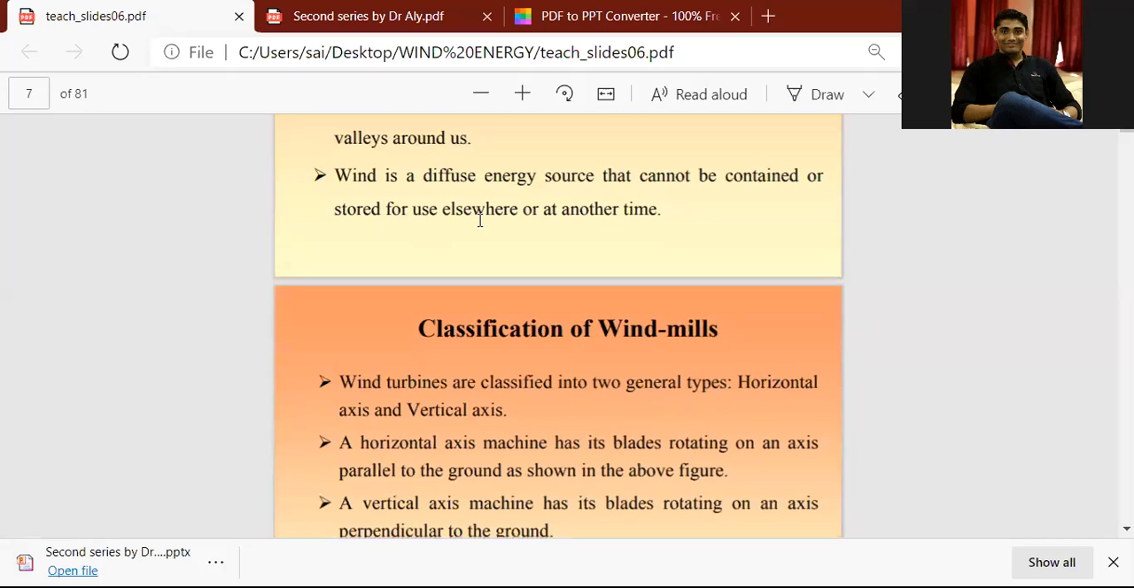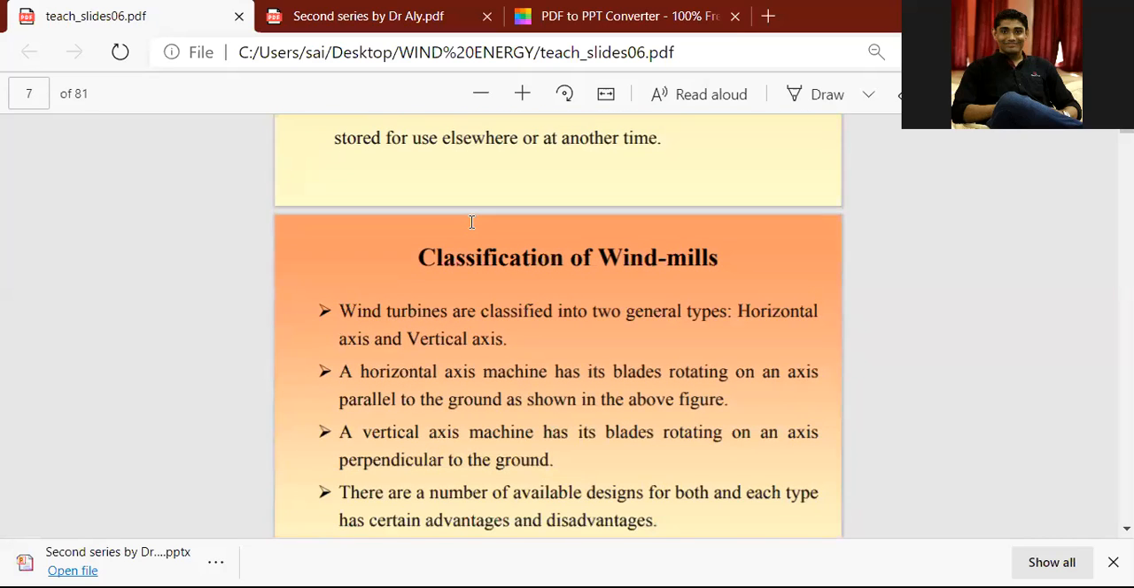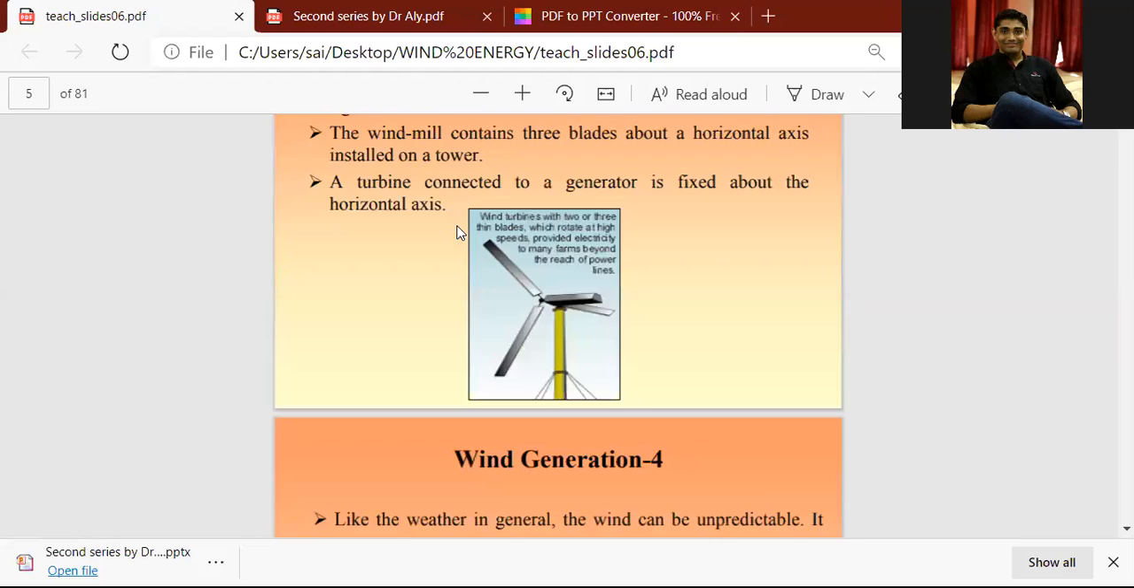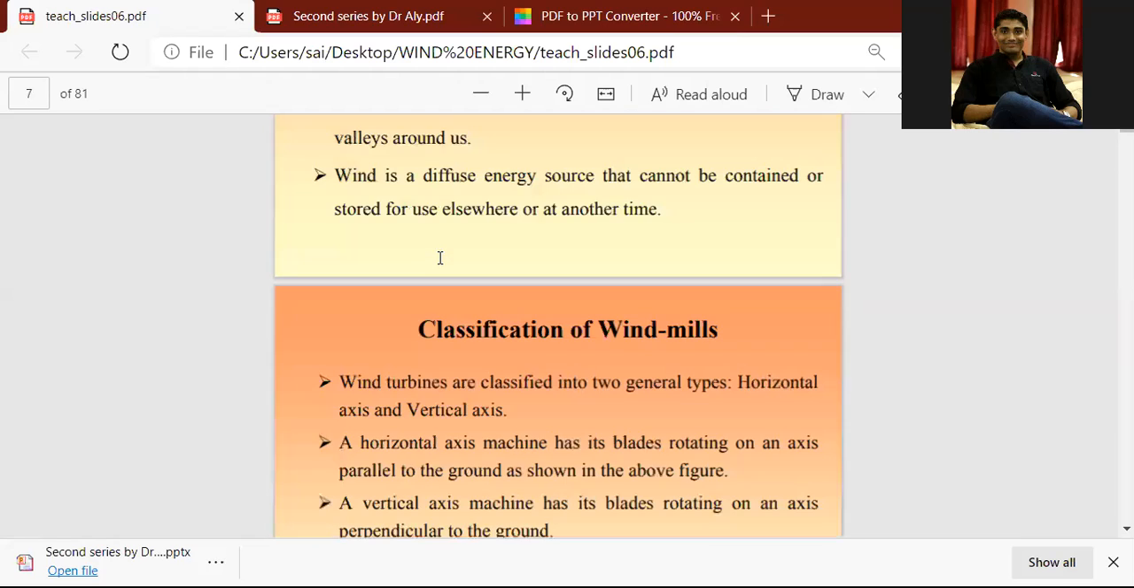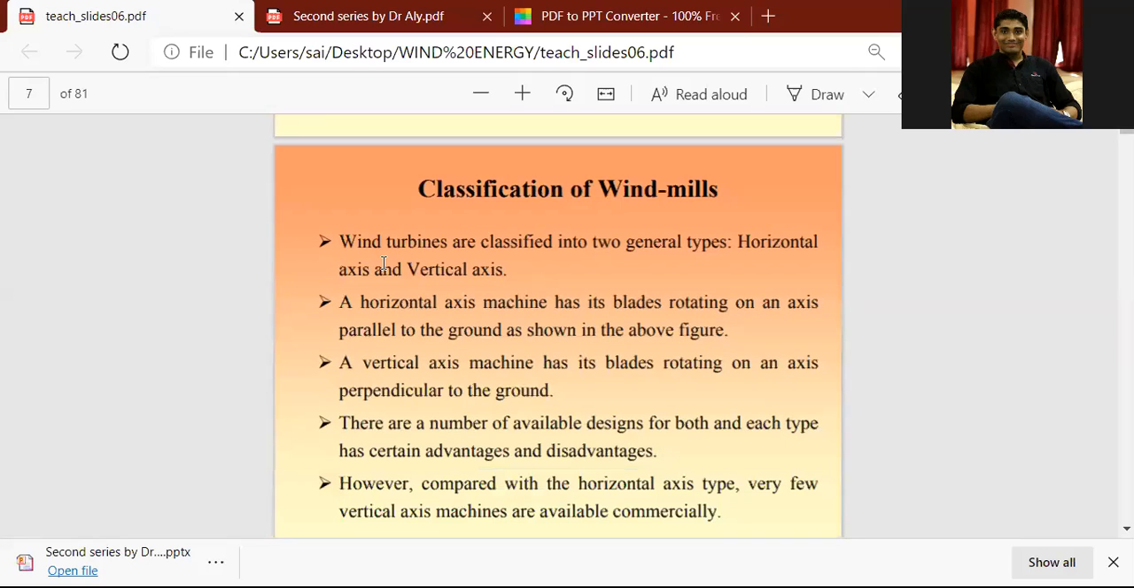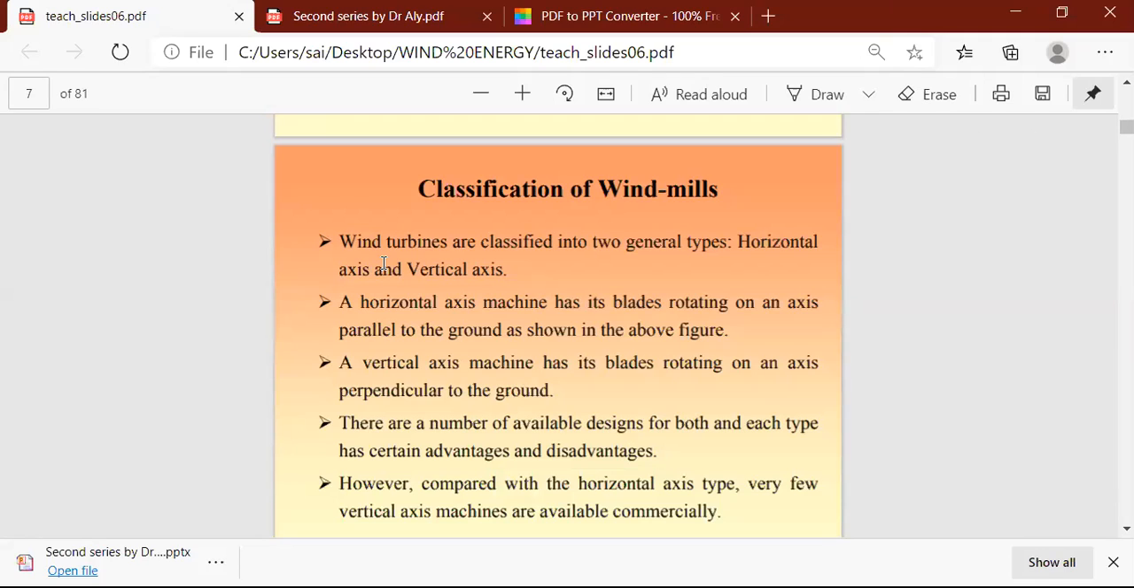Now the next part is the classification of windmills. History and the basics of windmills are covered. Now we move towards the classification of windmills, that is, how windmills are classified. There are basically two types of windmills: first is the horizontal axis windmill and the second is the vertical axis windmill.